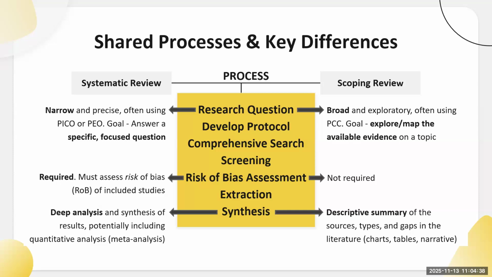So for systematic reviews, it's a deep analysis. It can include quantitative analysis called meta-analysis. For scoping reviews, synthesis can be much more descriptive. Think of charting, identifying trends, making categories, or mapping gaps in the literature.